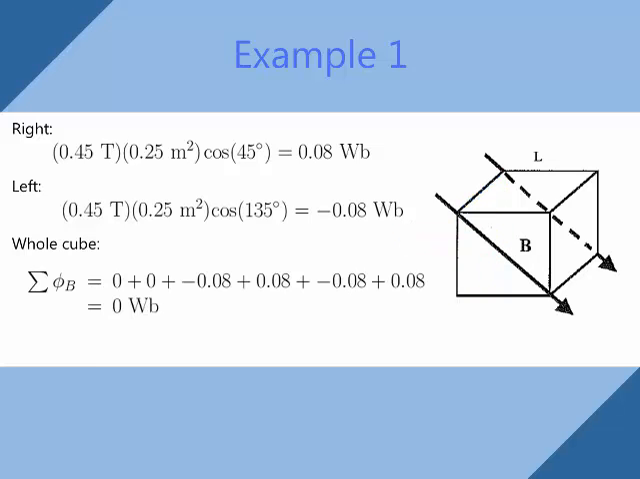For the whole cube, we sum up each of the individual fluxes and find that the net flux through the entire cube is 0 Webers. Gauss's law for magnetism states that the magnetic flux through any closed surface must be 0.